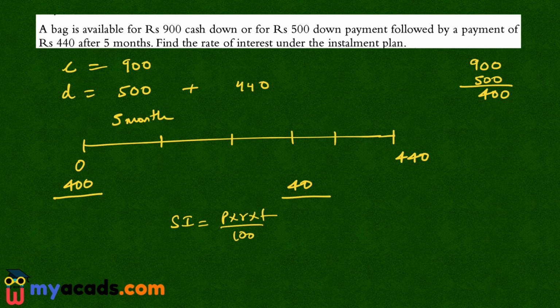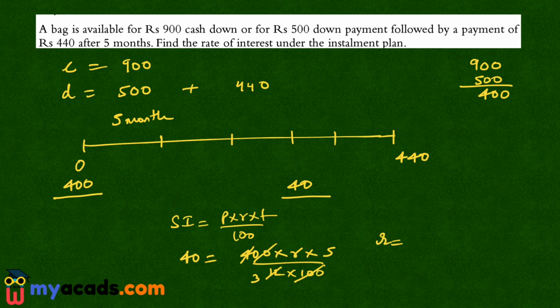Now simple interest that I have paid is 40. The principal amount that I have borrowed is 400. The rate of interest I have to find, it is R. The time period is 5 months. So 5 by 12. This is 100. So 100 will cancel with this 100. This is 4. 3 there 12.